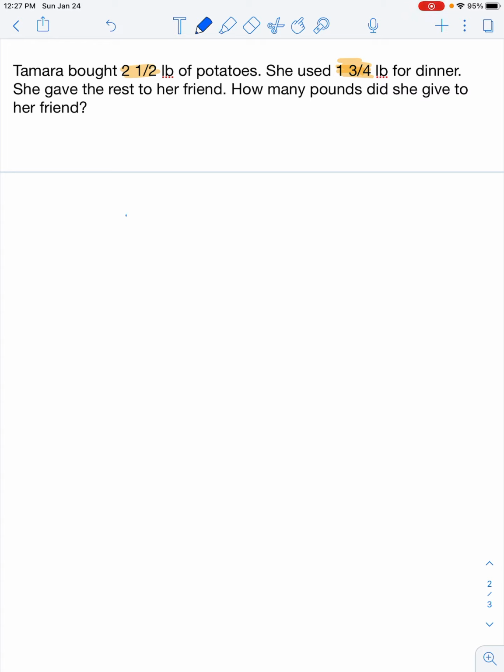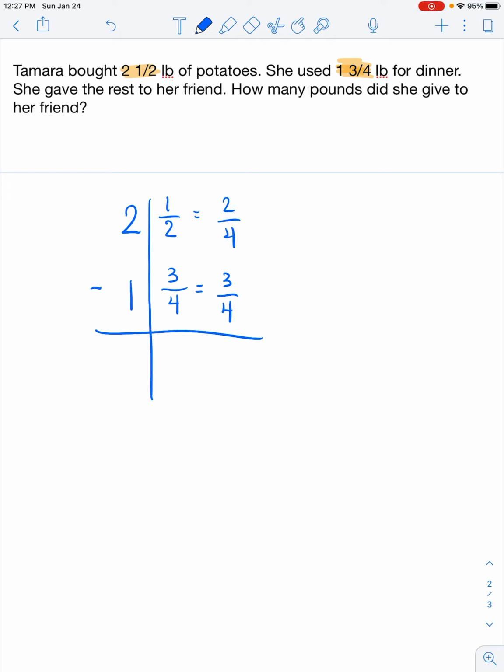We're going to subtract 2.5 minus 1 3/4. So we're going to do the same thing. We're going to divide it into whole number side and fraction side. So let's see what we have. 3/4 is going to be 3/4. And we know that 1/2 is going to be 2/4. Okay, now do you see that we have a problem here? And the problem is that we cannot take 3/4 away from 2/4.